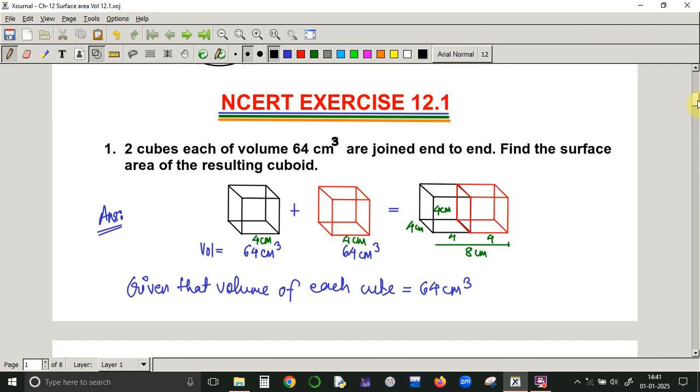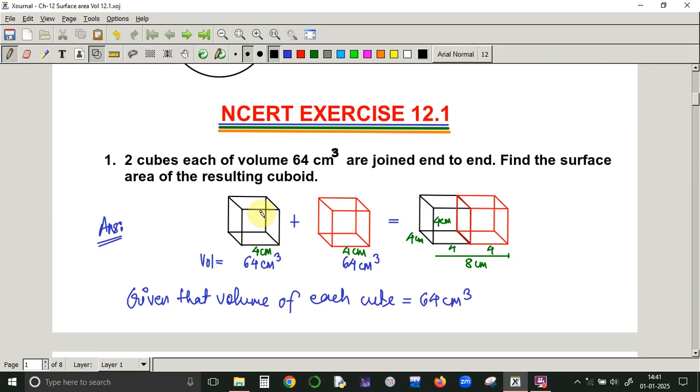And the first exercise, this is the NCERT 12.1. So first question, two cubes, each of volume 64 centimeter cube are joined end to end. Find the area of the resulting cuboid. So this is the first cube whose edge is 4 centimeter, and the another one is also identical cube 4 centimeter. So we have to find how this 4 centimeter edge is coming, because the given thing is their volume is 64 centimeter cube.